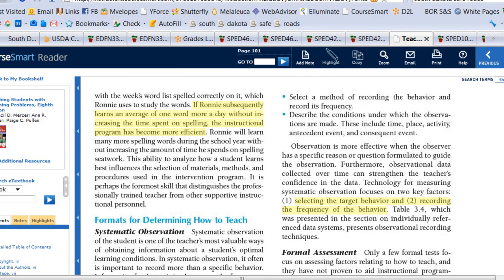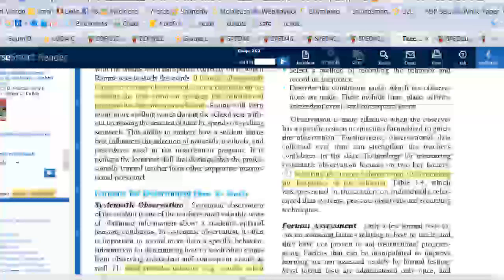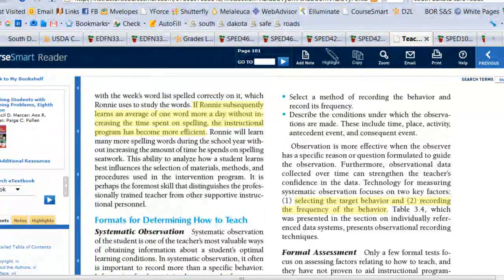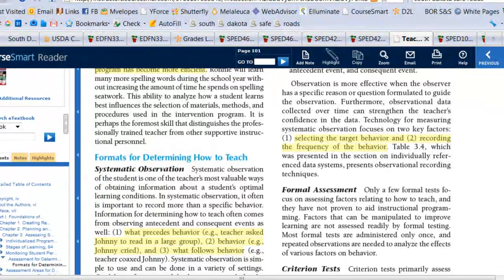If Ronnie subsequently learns an average of 1 word more a day without increasing the time spent on spelling, the instructional program has become more efficient. So, because throughout the year, if it's 1 word per day, think how many more words per year just by that one thing. And that's how you justify the time involved.